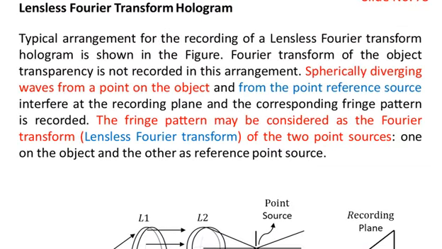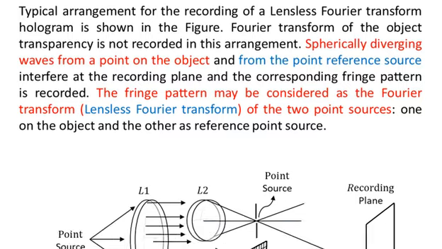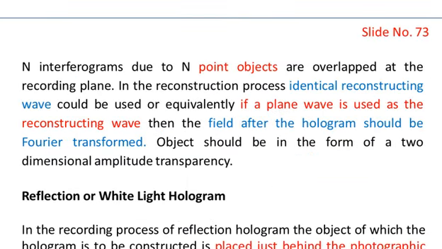Fourier transform of the object transparency is not recorded in this arrangement. Spherically diverging waves from a point on the object and from the point reference source interfere at the recording plane, and the corresponding fringe pattern is recorded. The fringe pattern may be considered as the Fourier transform (lensless Fourier transform) of the two point sources, one on the object and the other the reference point source. N interferograms due to n point objects are overlapped at the recording plane.